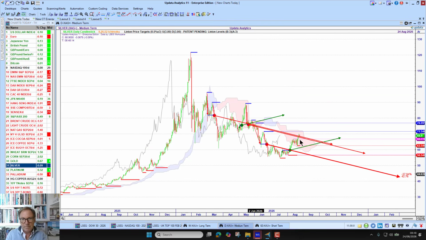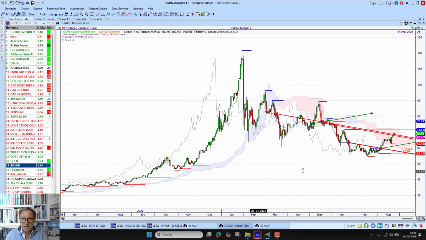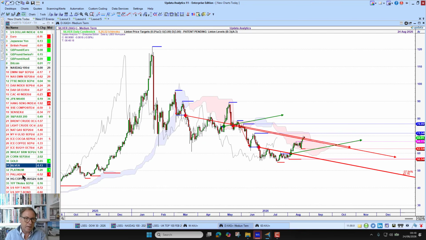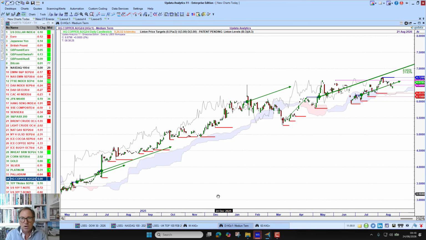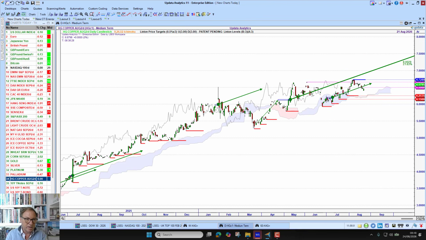Looking at silver, we're not quite through the cloud there yet, so that's quite key. And then if we look at platinum and palladium, they're just mixed. Copper recently made a new high. That trend is still pretty strong with upside targets.